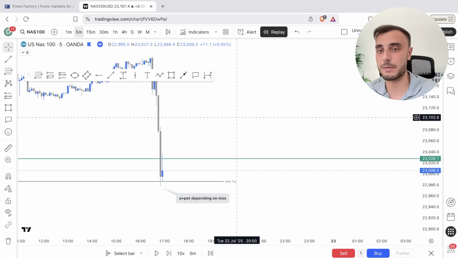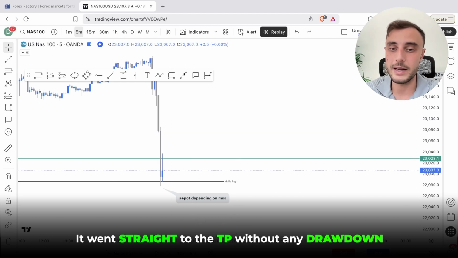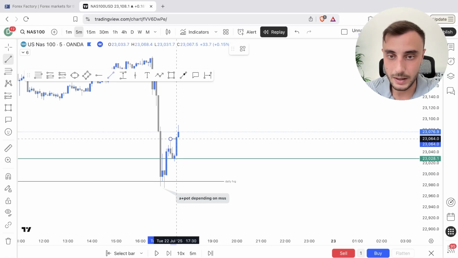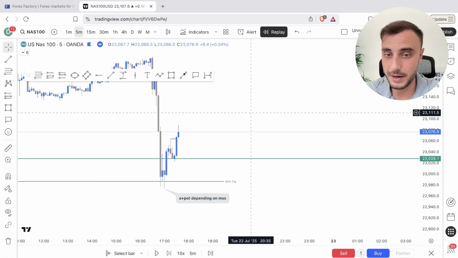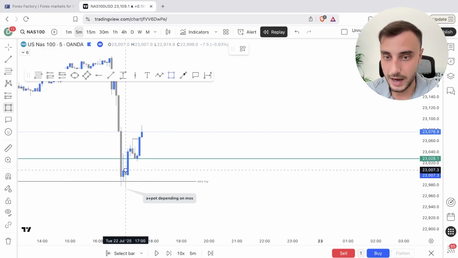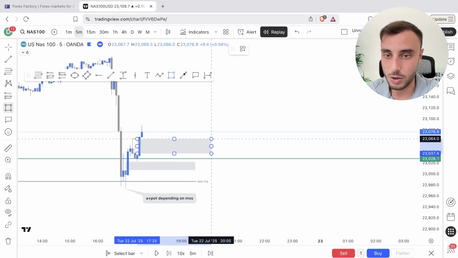GJ had a beautiful sniper reaction and it went straight to the TP with no drawdown. Now, let's see what happened with NASDAQ. It gave a shift right here, very clear shift. Okay, this one, the volume was actually looking a bit better than on GJ at first. And then in terms of FVGs, we have this first one right here. And then the second one was over here.